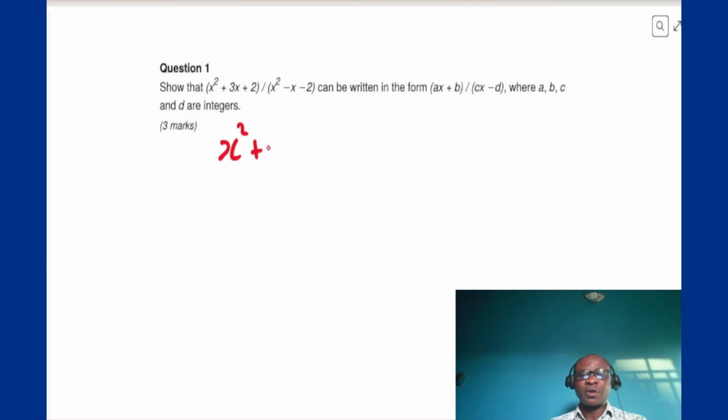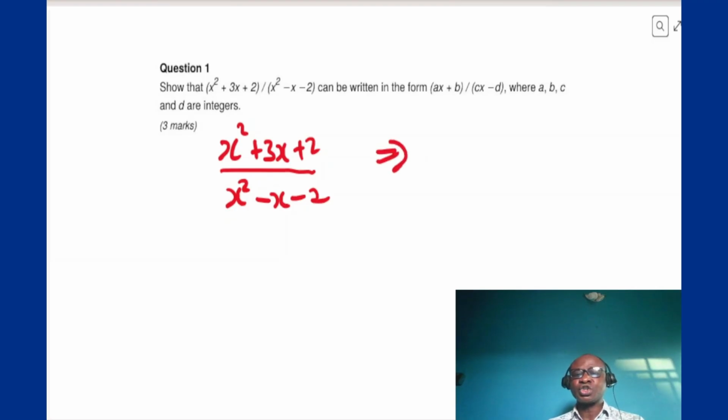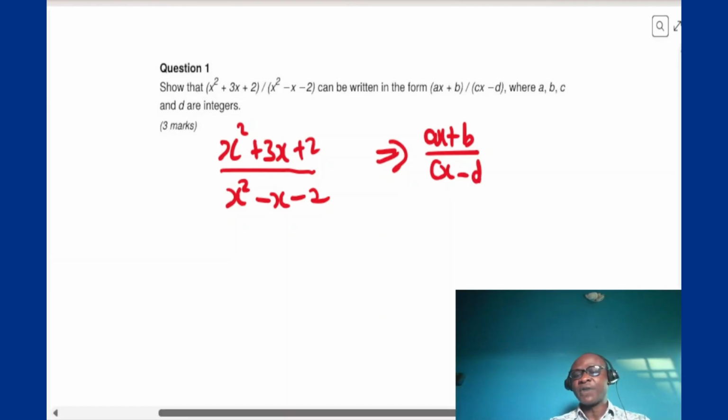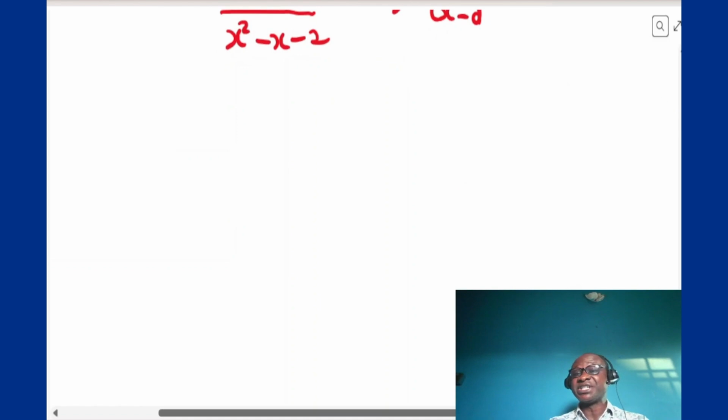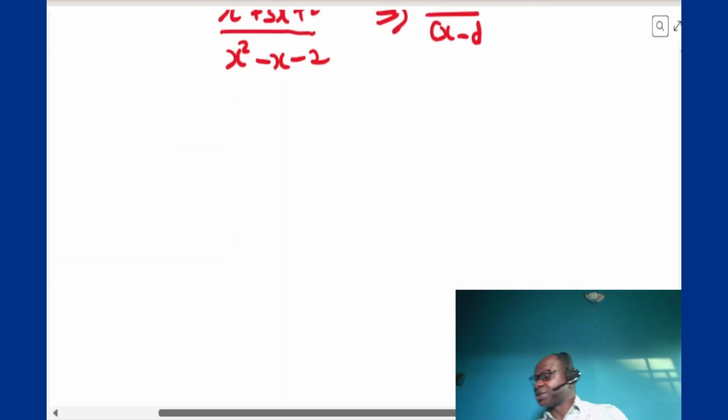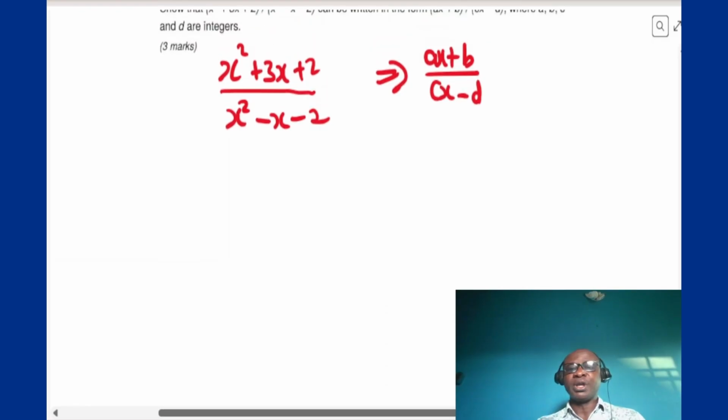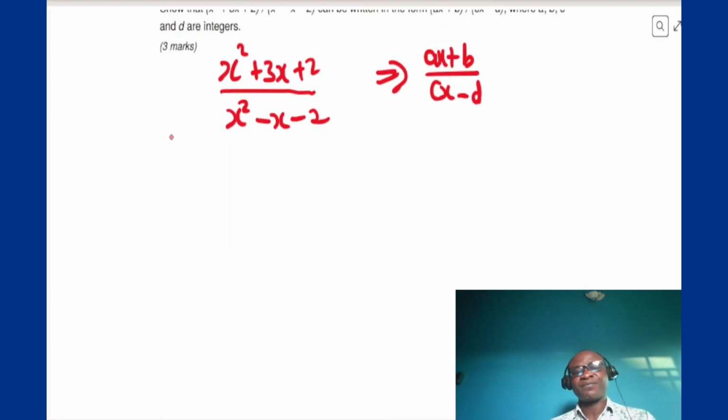x to the power 2 plus 3x plus 2 divided by x raised to the power 2 minus x minus 2. My answer should look like this: ax plus b all over cx minus d, and the values of a, b, c, d should be integers, meaning they should be counting numbers. That is it. So what we do here is that quadratic equation you have learned how to do.